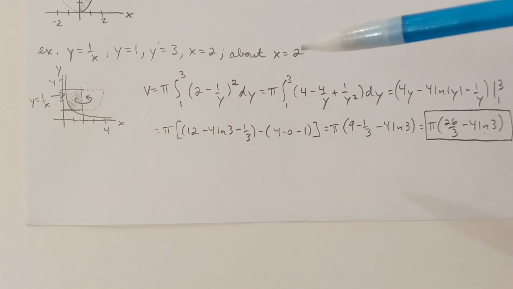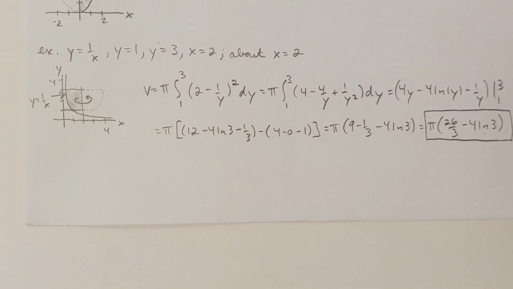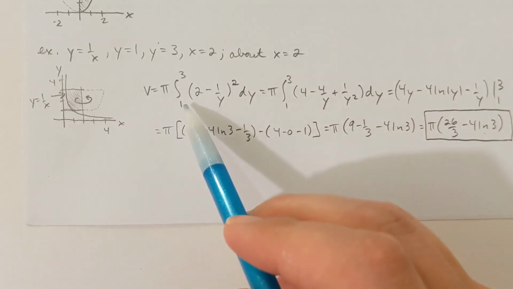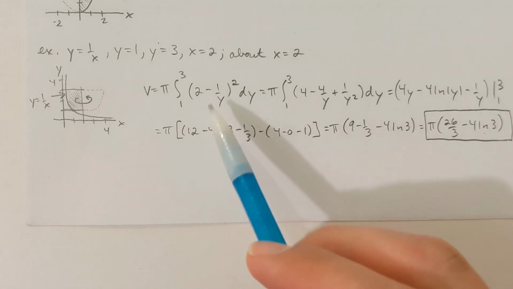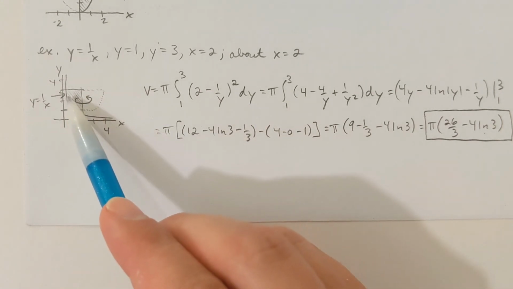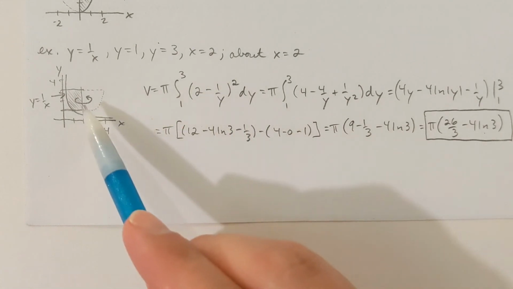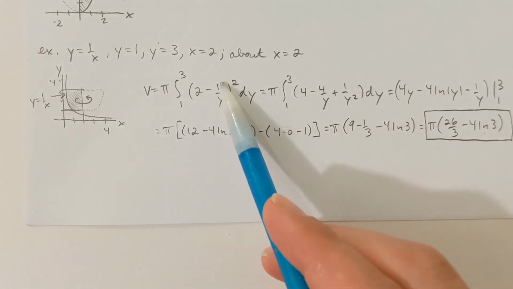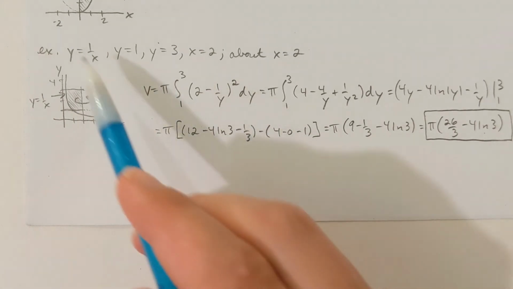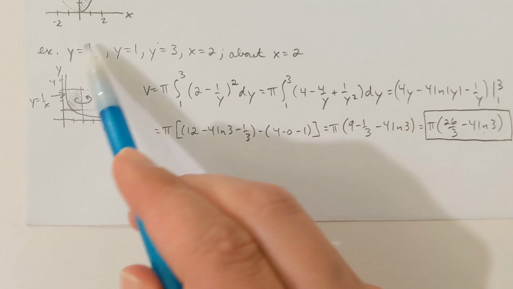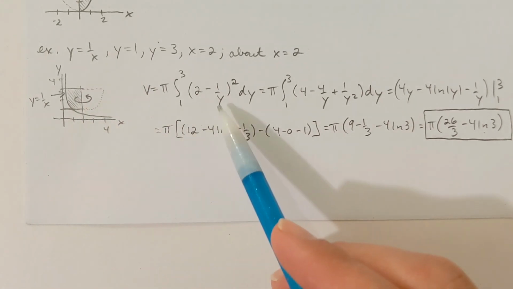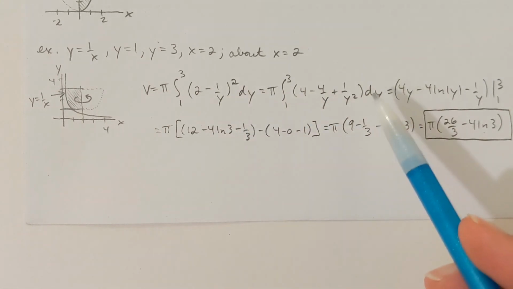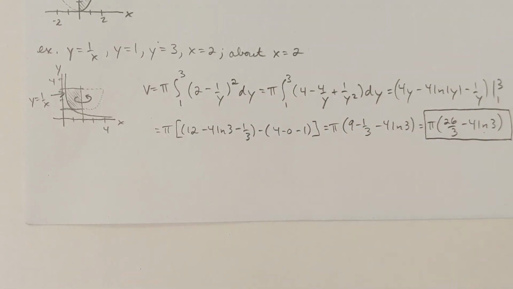The conditions on y in this problem, y is going from 1 to 3. So that's going to be my bounds. Inside the integral, I want the right curve minus the left curve. The right curve is x equals 2. The left curve is y equals 1 over x. Now, I don't want 1 over x, because everything has to be about y here. If y equals 1 over x, then that means that x equals 1 over y. So the left curve would be 1 over y. Square that. Make sure there's a dy there at the end.